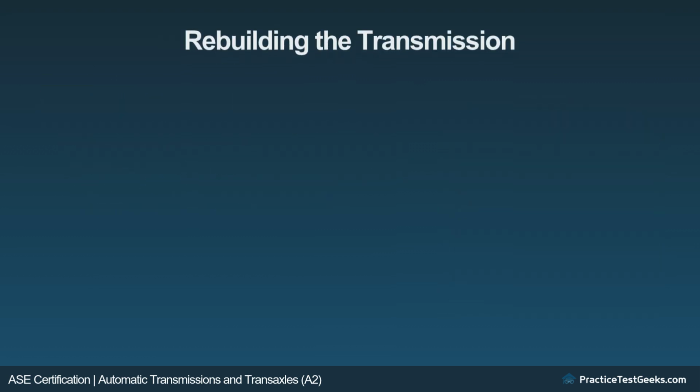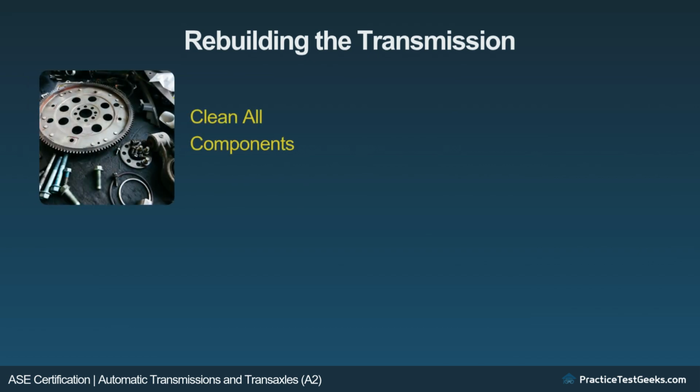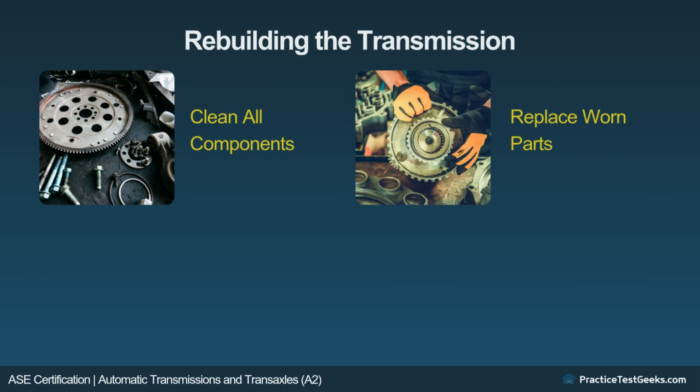Rebuilding the transmission. Rebuilding involves replacing worn components and reassembling the transmission to restore its functionality. Clean all components. Thoroughly clean all components, including the valve body, planetary gear set, and clutch packs, using appropriate cleaning solutions and brushes. Replace worn parts. Replace any worn or damaged parts, including seals, gaskets, clutch discs, and bearings. Ensure that all parts meet the manufacturer's specifications.